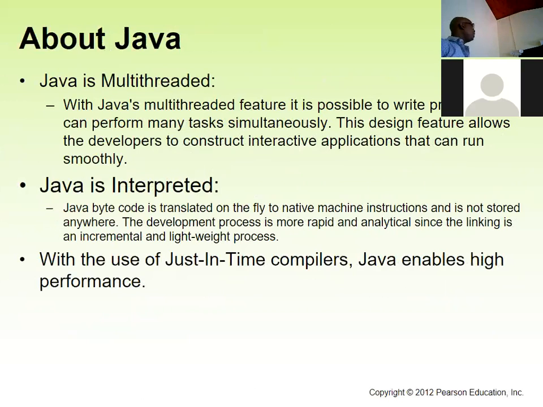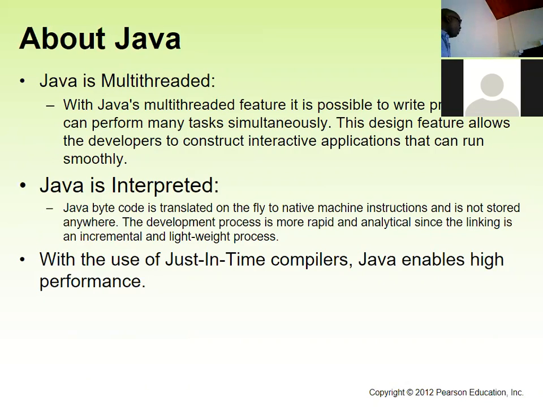Java is multi-threading, which means that it's possible to write programs that can perform many tasks simultaneously. Multi-threading is an advanced topic, but in a sense, you can have multiple parts of the application executing at the same time. So for example, when we do events and we click a mouse, we generate some event which is caught by an aspect of the program and some other activities are triggered and so on. We can run multiple of those things in what we call threads.